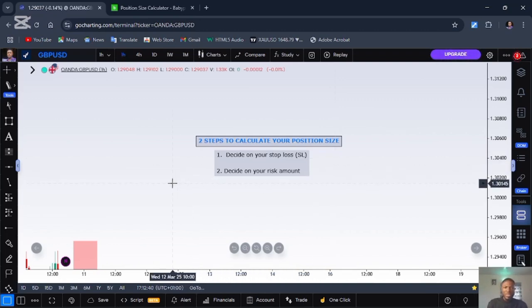Lastly, another step to calculate your position before entering any trade is to decide on your risk. You have $1,000 with you. How much are you willing to risk in that particular trade? It doesn't matter where your stop loss is. Your stop loss can be 100 pips or 50 pips, but determining how much you are willing to risk in each particular trade is very crucial.